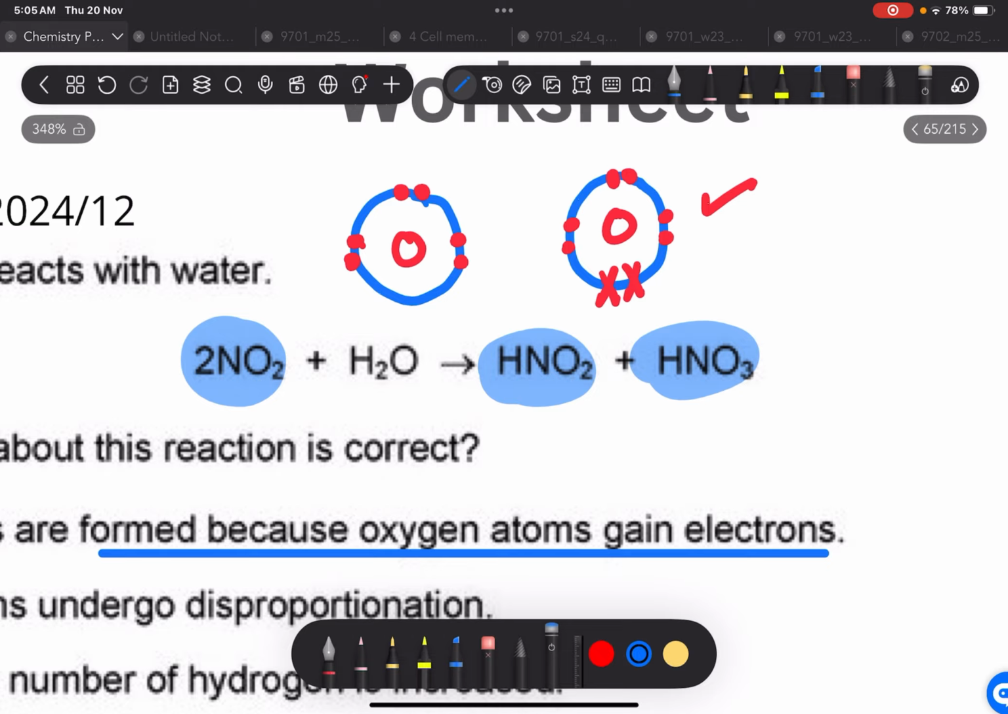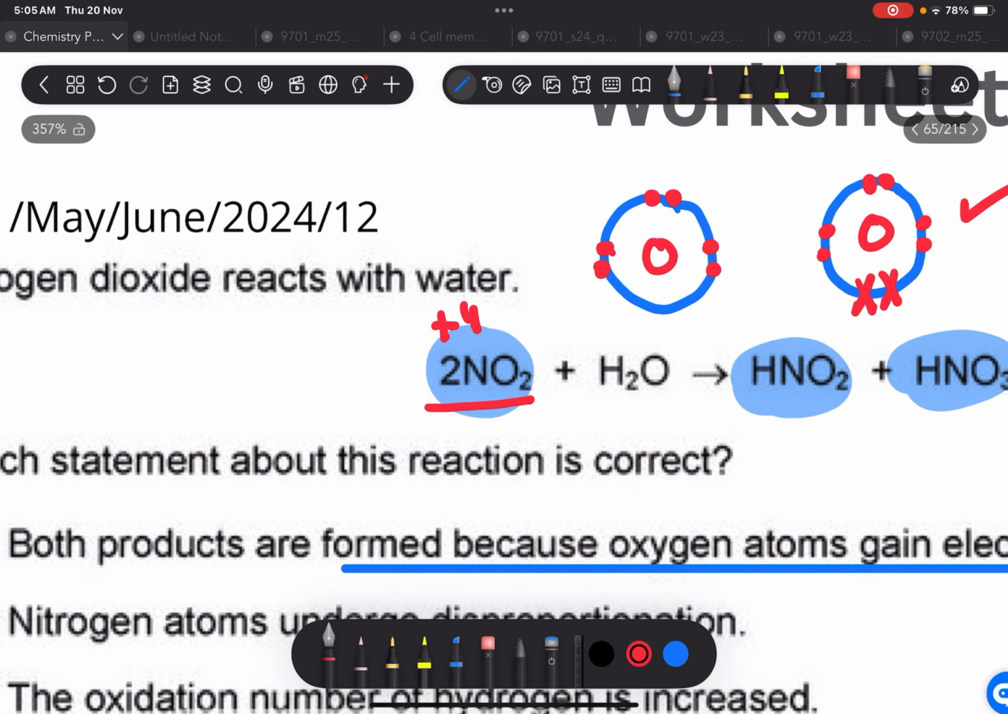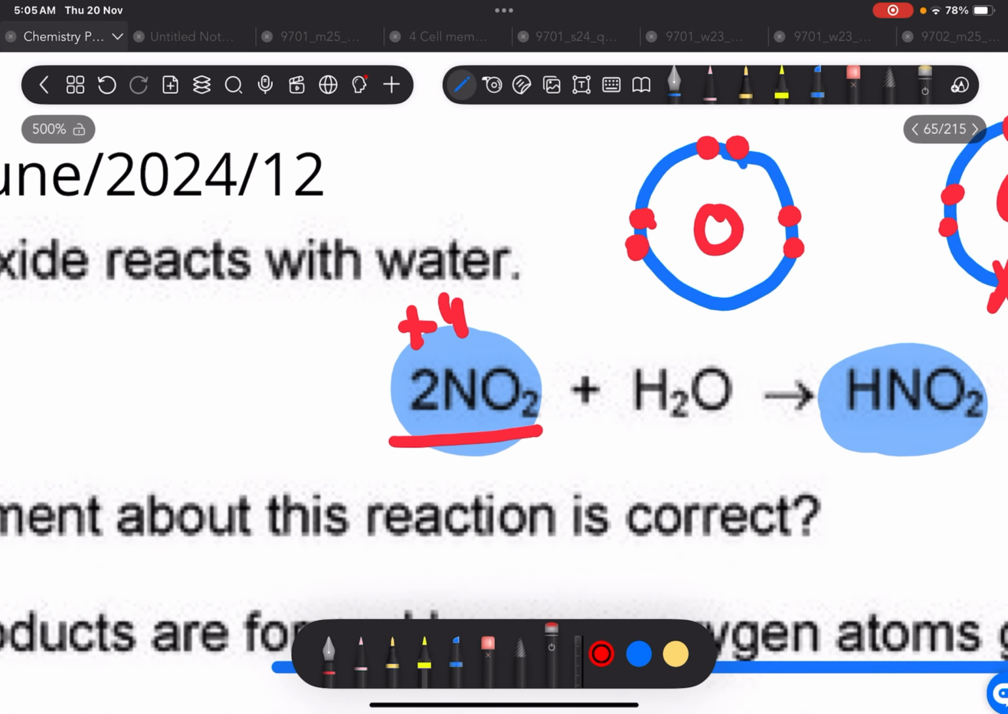Let's see. We have to check the oxidation number. First, the oxidation number of nitrogen in nitrogen dioxide is going to be positive 4. Why? Because one oxygen is undoubtedly negative 2, since oxygen is always negative 2 unless it is bonded with fluorine, then it's going to be positive. Or in hydrogen peroxide, oxygen is going to be negative 1. But otherwise, in all chemistry, oxygen is going to be negative 2.